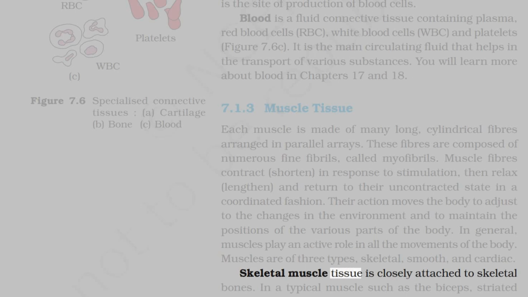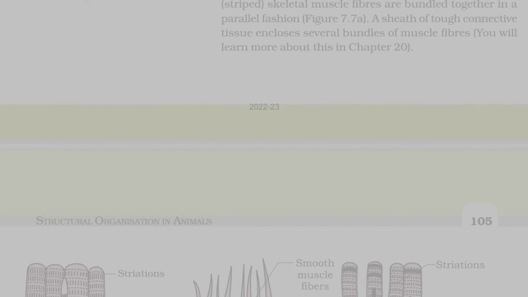Skeletal muscle tissue is closely attached to skeletal bones. In a typical muscle such as the biceps, striated, striped, skeletal muscle fibers are bundled together in a parallel fashion, figure 7.7a. A sheath of tough connective tissue encloses several bundles of muscle fibers. You will learn more about this in chapter 20.